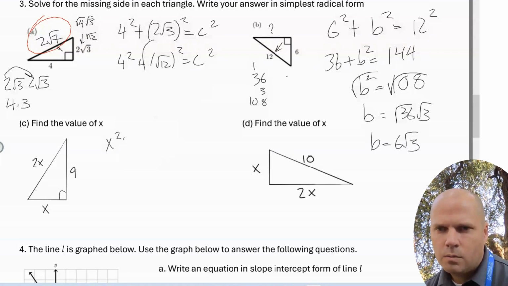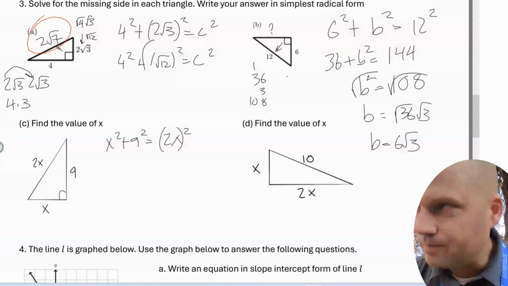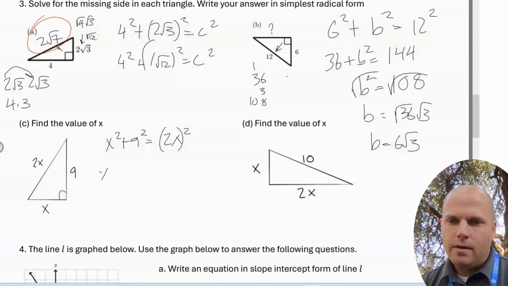A squared plus B squared equals C squared. Wait, gotta use parentheses. Why? Because watch what happens. What's 2x times 2x? It's 2 times 2 and x times x. It's 4x squared.